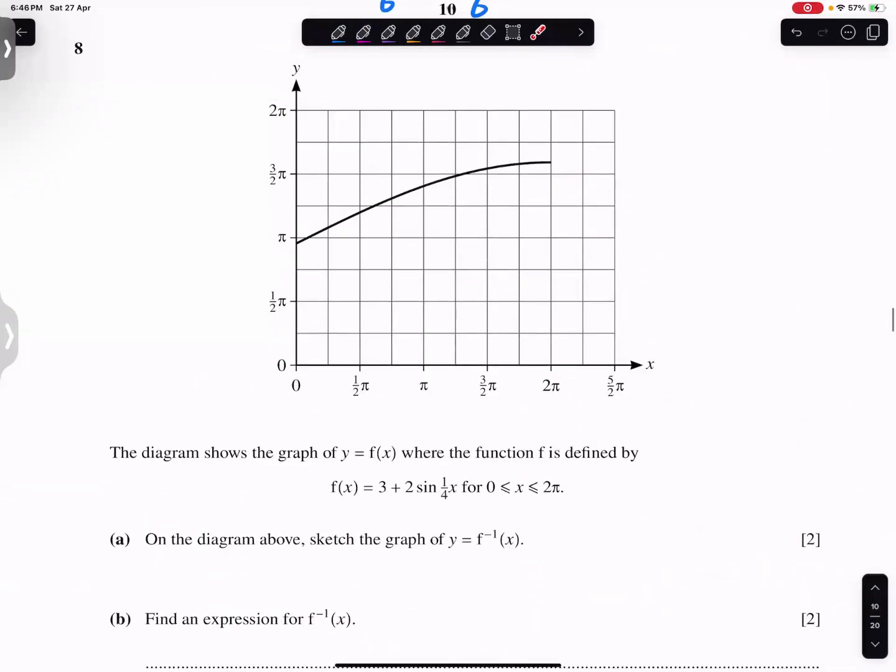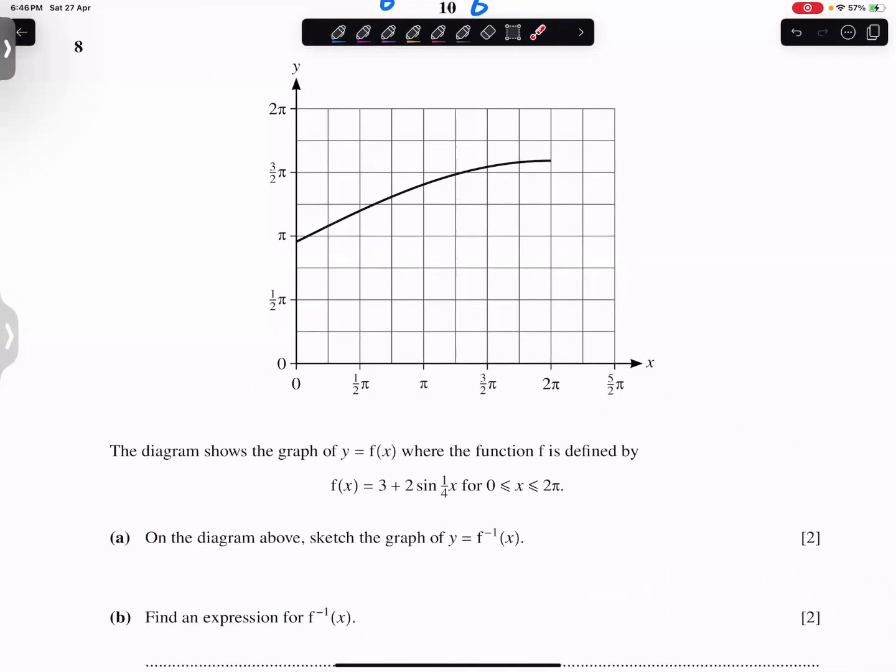The next question is from transformations and functions.